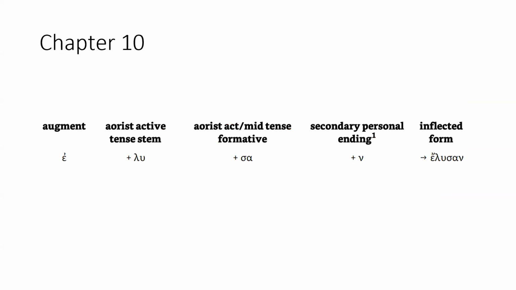So here's a first aorist: you've got the augment epsilon, the aorist active tense stem is lu, the aorist active or middle tense formative is sa, and then the secondary personal ending is n, and you end up with the inflected form eluson.